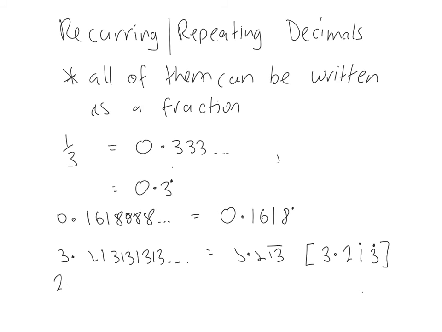One more example, it could be something like 2.1084 ellipsis. So again, it's 1084 that's repeating. So I'd write in 1084 and I put a bar over it, like so. Okay, so that's basically how we deal with recurring and repeating decimals.